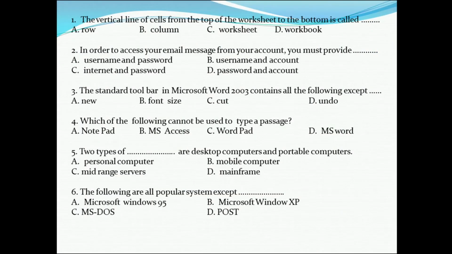Question 1. The vertical line of cells from the top of the worksheet to the bottom is called: A, row; B, column; C, worksheet; and D, workbook.